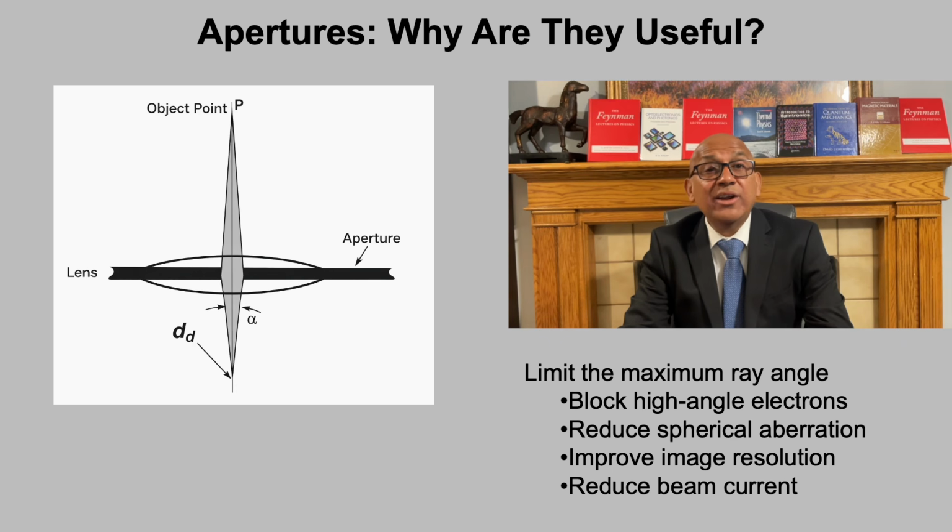However, because fewer electrons are transmitted through the aperture, the total beam current is reduced. At this stage, it is important to recognize apertures as a tool to improve resolution by controlling ray angles. In the next slide, we will see that this solution, while effective, comes with its own fundamental limitation.